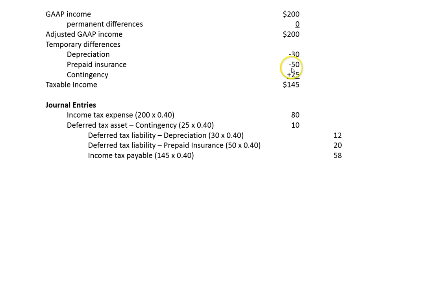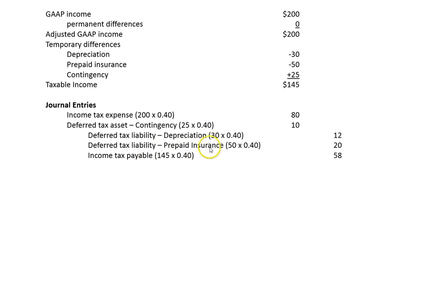Prepaid insurance was also a subtraction here. Once again, in this particular example, we actually paid for some insurance where we were able to take the deduction for tax purposes, but not permitted to take the deduction for GAAP purposes. So the $200 million of GAAP income does not include the $50 million subtraction for prepaid insurance, but in arriving at taxable income, we do get to take the deduction.